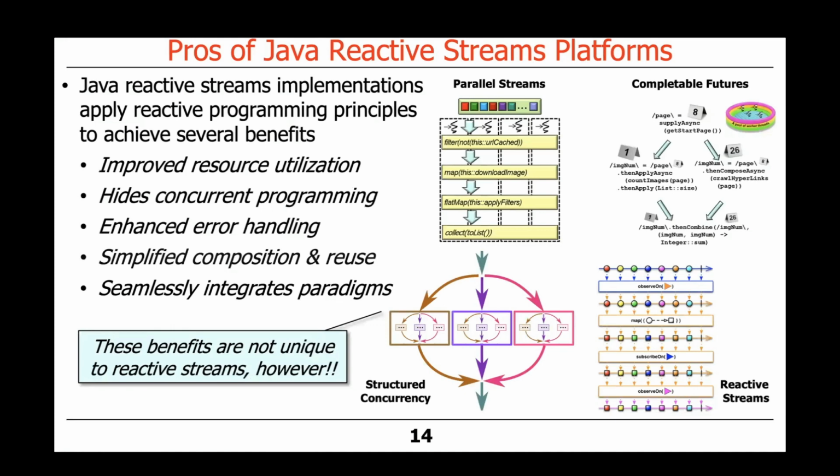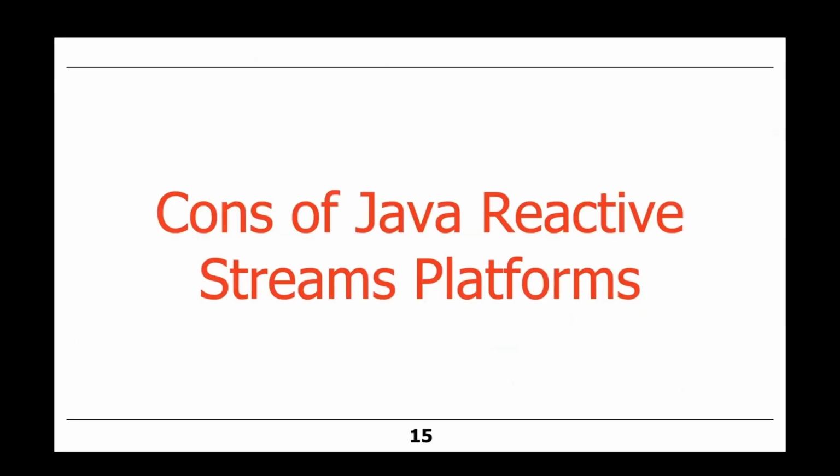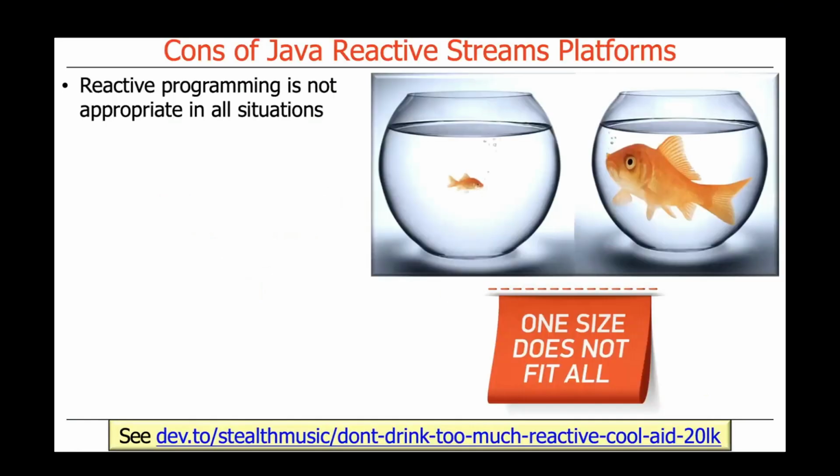Now, very important to note that a lot of these benefits are not unique to reactive streams. So for example, improved resource utilization is something you get also with parallel streams or completable futures. Hiding concurrent programming, parallel streams, completable futures gives you that. Simplifying composition and reuse, you get that. In the case of parallel streams, in the case of completable futures, you can also get enhanced error handling. You may not get seamless integration of paradigms, but it's not as though there's only one way to go. And so that's what segues us into the cons or limitations with Java Reactive Streams platforms.